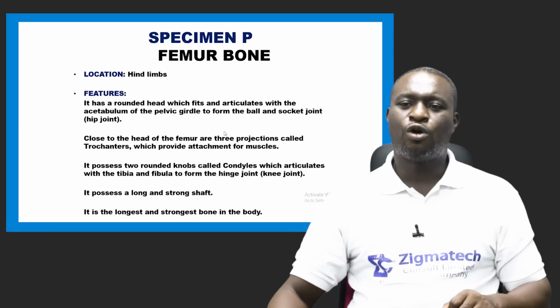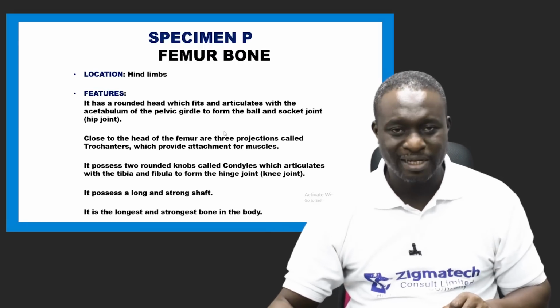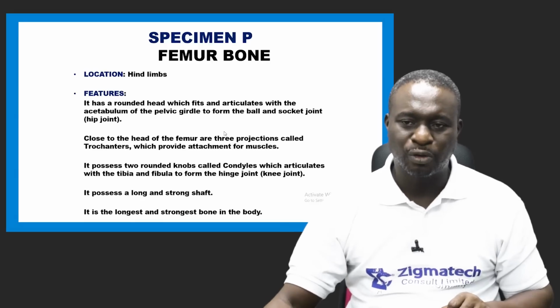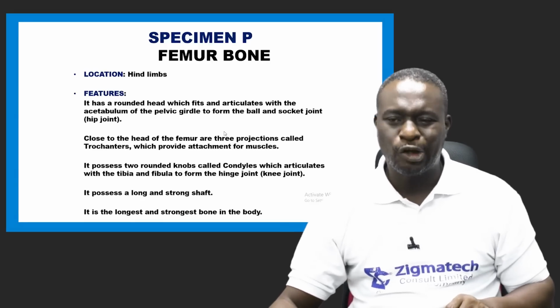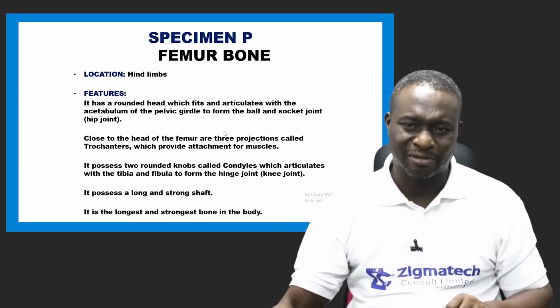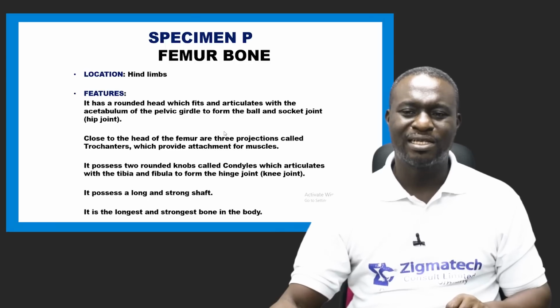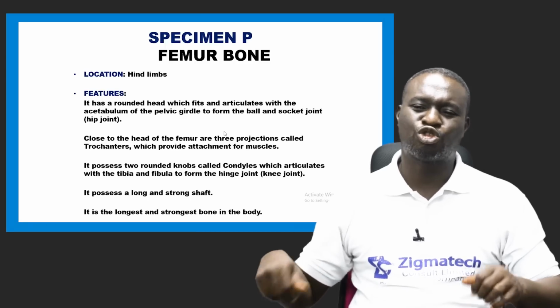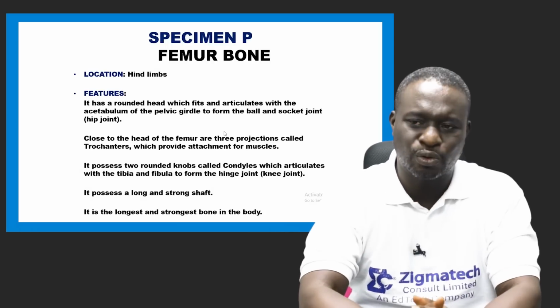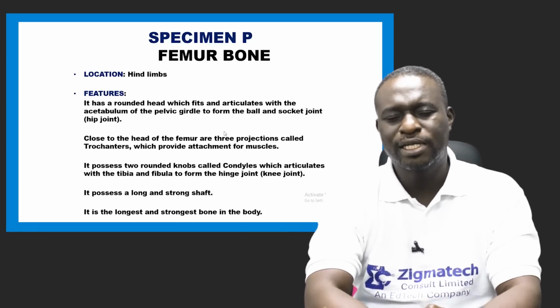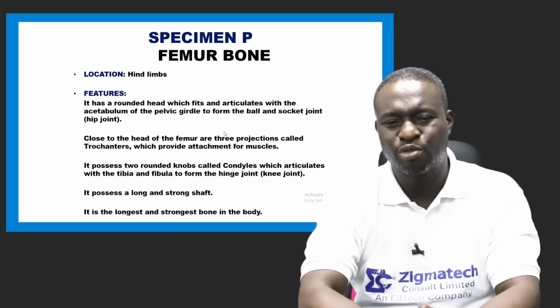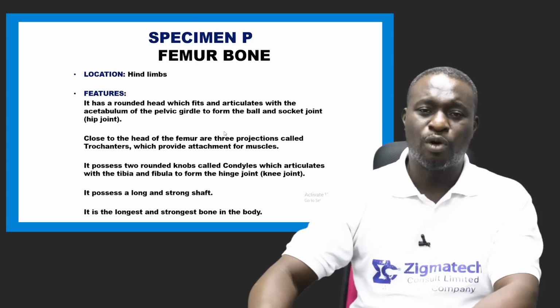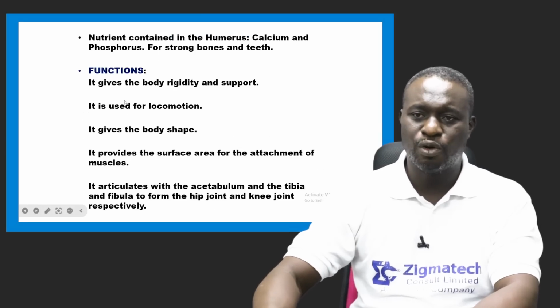All right. Then number four feature of the femur bone is that it possesses a long and strong shaft. And number five, don't forget this, the femur bone is the strongest and longest bone in the body. So the longest and strongest bone in the body is referred to as the femur bone.